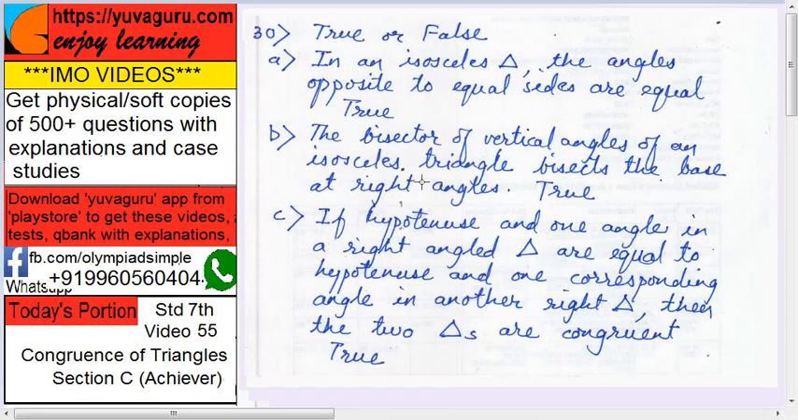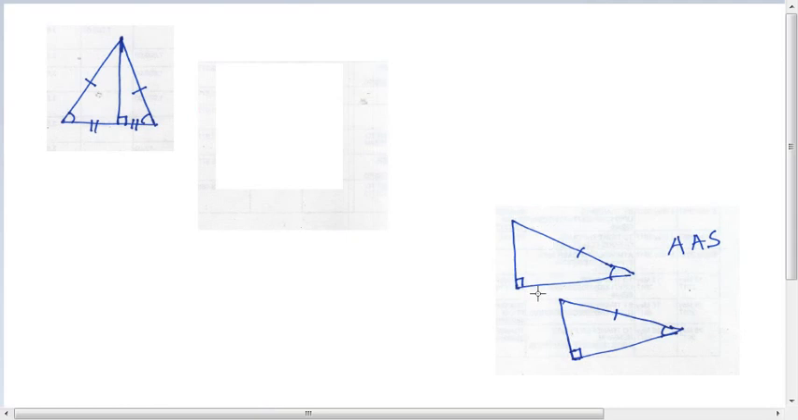If the hypotenuse and one angle in a right angle triangle are equal to the hypotenuse and one corresponding angle in another right triangle, then the two triangles are congruent. True. See this. This is a right angle triangle. In these two, the hypotenuse is congruent and one angle is congruent. Then what happens? This test, although it is not the RHS theorem, right angle hypotenuse side, is the AAS theorem. By the AAS test, it is true.